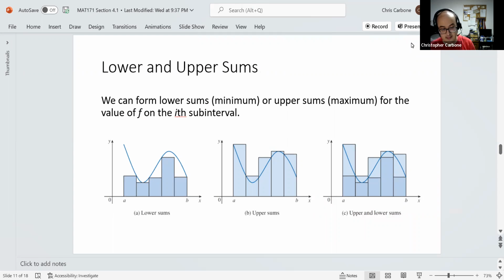So it gives this idea of lower and upper sums. We could find the lower sums, the minimum, or upper sums, the maximum, for the value of f on the ith subinterval. The lower sums have that missing space, and the upper sums have the extra space. Combining them tries to make a calculation that gives a better approximation.